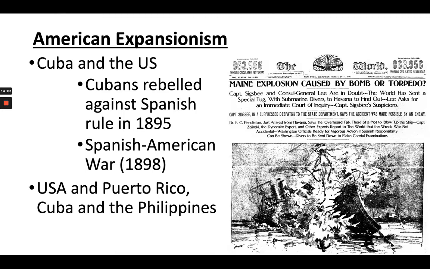And we say, oh my gosh, it was the Spanish, they blew it up. Probably not. It was probably a boiler exploded. No malfeasance. But it allows us to go to war. The result is going to be the Spanish give up Puerto Rico and Guam to the U.S. The U.S. buys the Philippines, and it allows for direct U.S. involvement in the Caribbean. Cuba technically becomes an independent republic, but very subject to manipulation by the U.S.